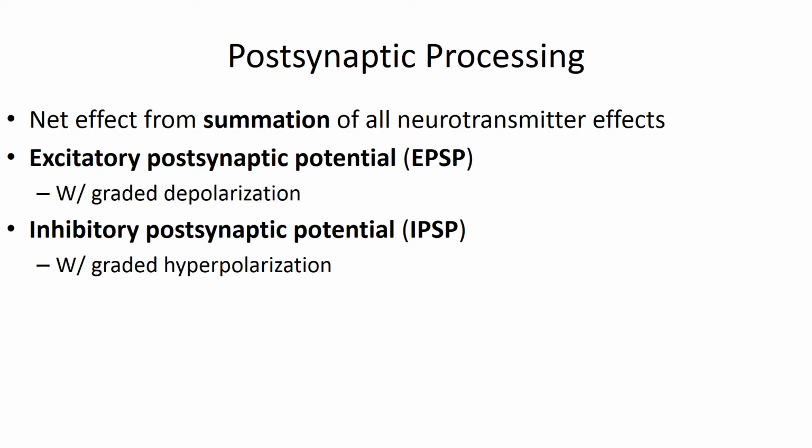The net effect from the summation of all the neurotransmitter effects can be an excitatory postsynaptic potential, which is known as an EPSP, with depolarization. Again, this would result from possibly sodium channels opening, which are excitatory and depolarizing, or an inhibitory postsynaptic potential, IPSP, with graded hyperpolarization from potassium channels opening, which generally are inhibitory.